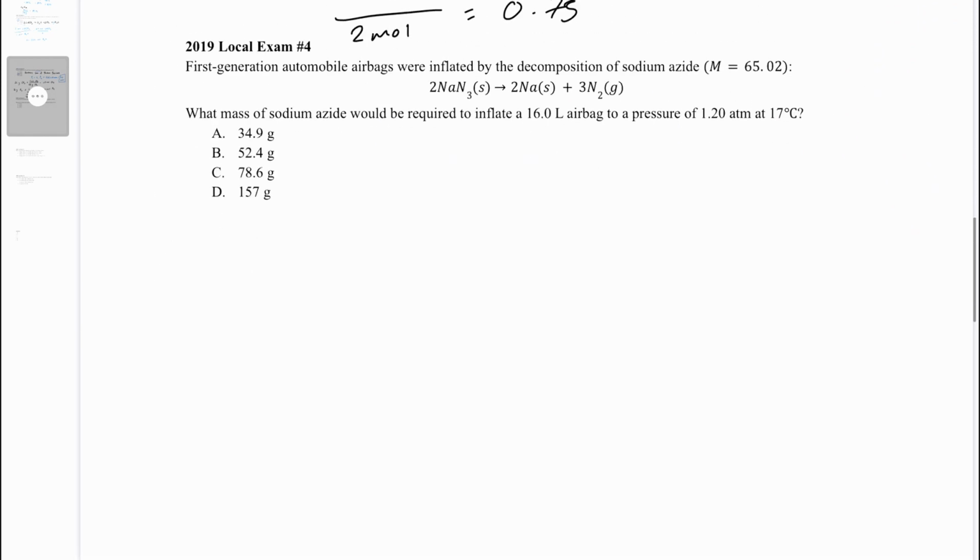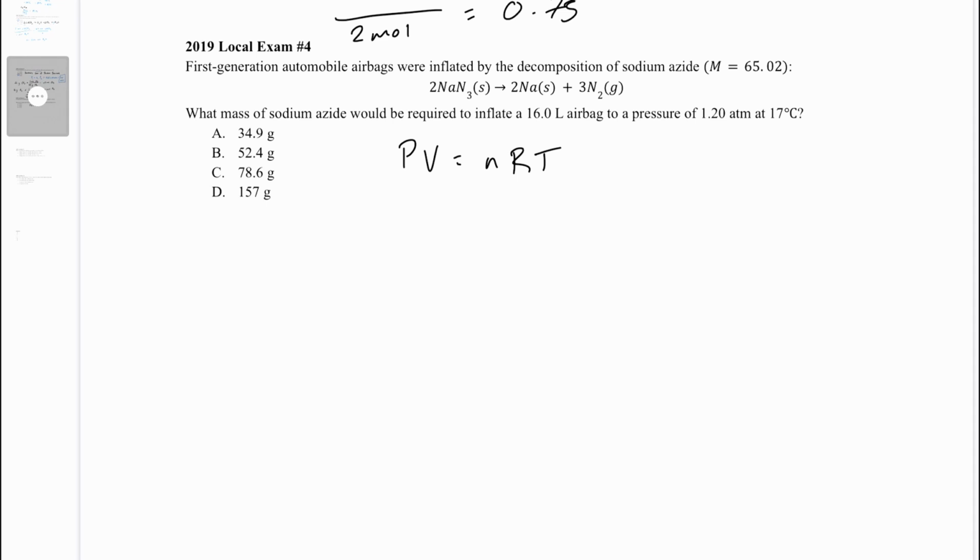First generation automobile airbags were inflated by the decomposition of sodium azide. What mass of sodium azide would be required to inflate a 16-liter airbag to a pressure of 1.20 atmospheres at 17 degrees Celsius? Now, since we're dealing with gas and you're given a lot of information, you're given volume, pressure, and temperature, this is a clear indicator that you're going to be using the ideal gas law in some way, which is PV equals nRT. Pressure times volume equals number of moles times the gas constant times temperature.